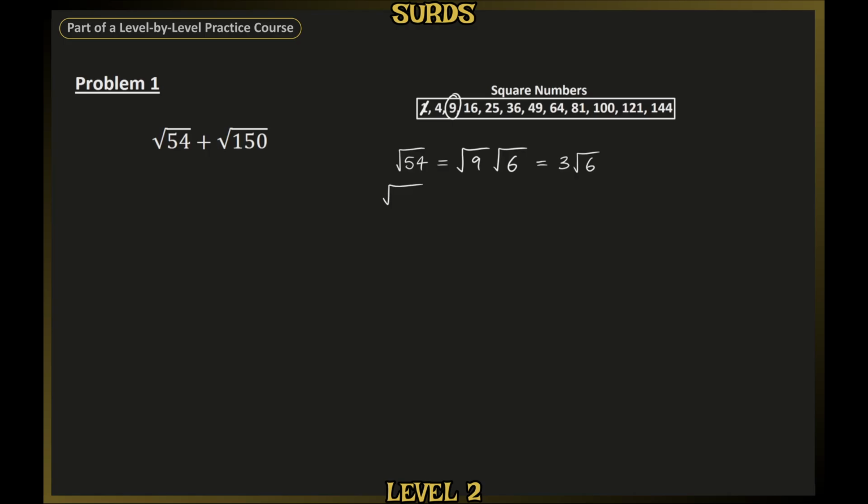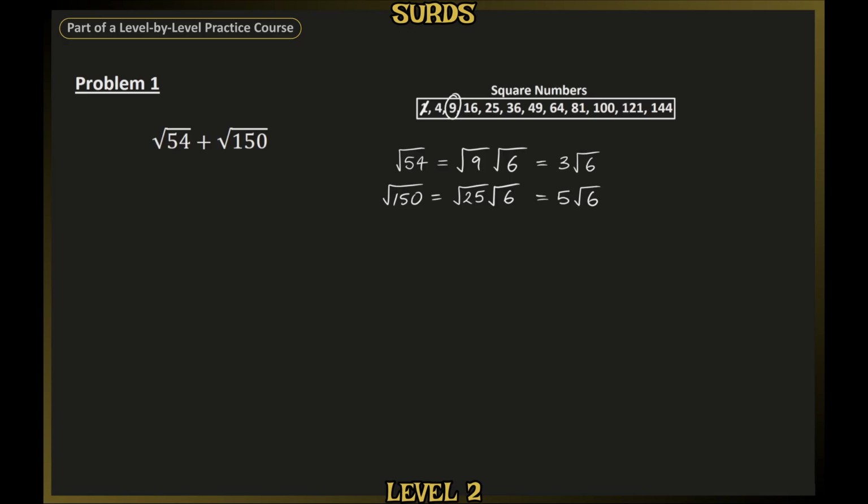Moving on to the square root of 150, we now know that we want part of this to have the square root of 6 in it. And because 150 divided by 6 is 25, the other part must be the square root of 25. And 25 is a square number, so we can square root that again, and the square root of 25 is 5. So this becomes 5 root 6.